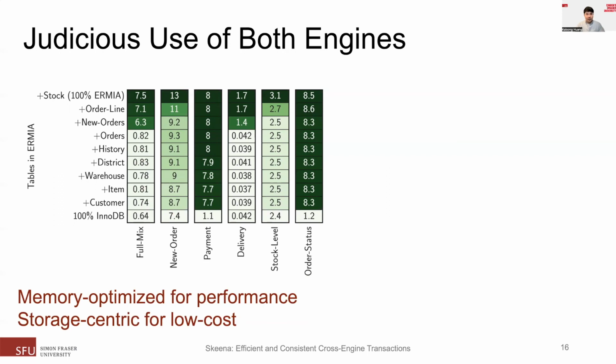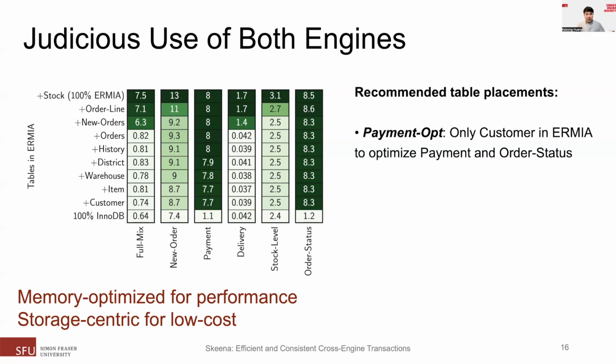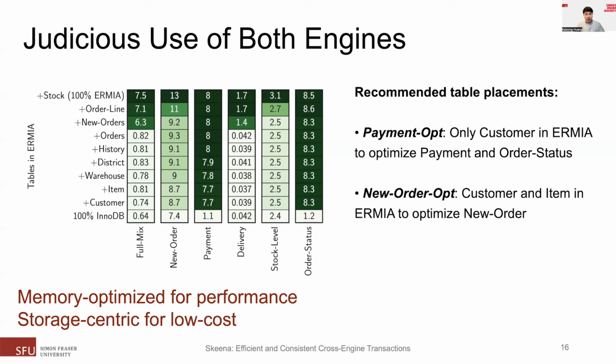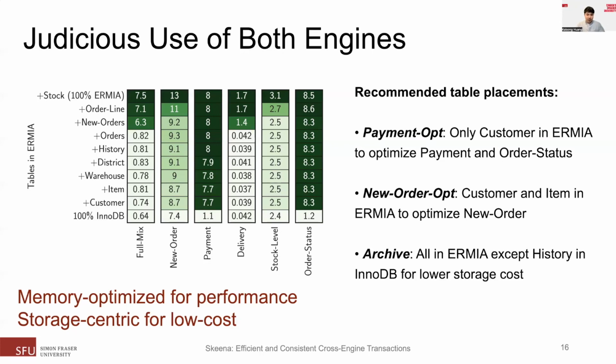Here, I want to recommend 3 table placement strategies based on these results. The first one is payment opt, where we only place customer tables in ERMIA to make payment and order status transactions happy. The second one is new order opt, where we place customer and item tables in ERMIA to optimize new order. And the most aggressive one is archive, which places all the tables in ERMIA except history tables in InnoDB for relatively lower storage cost.